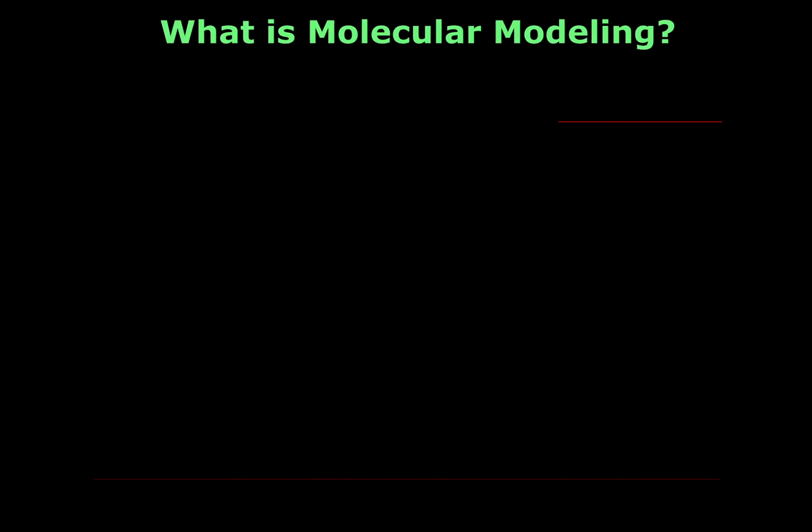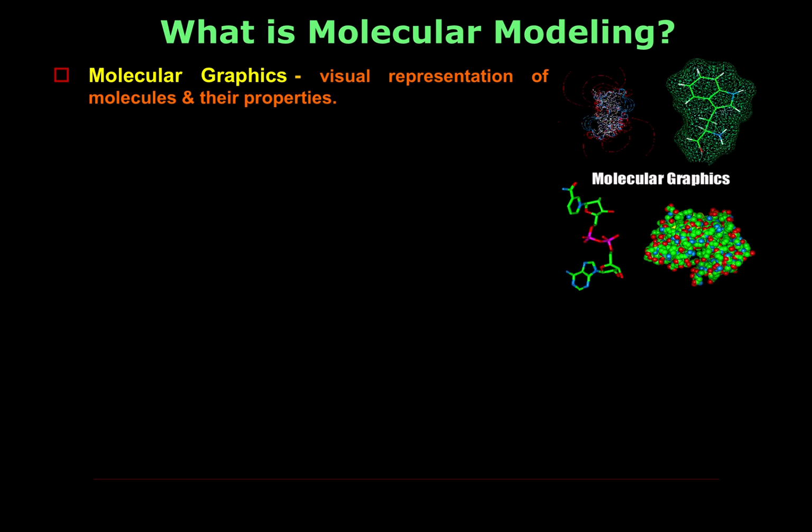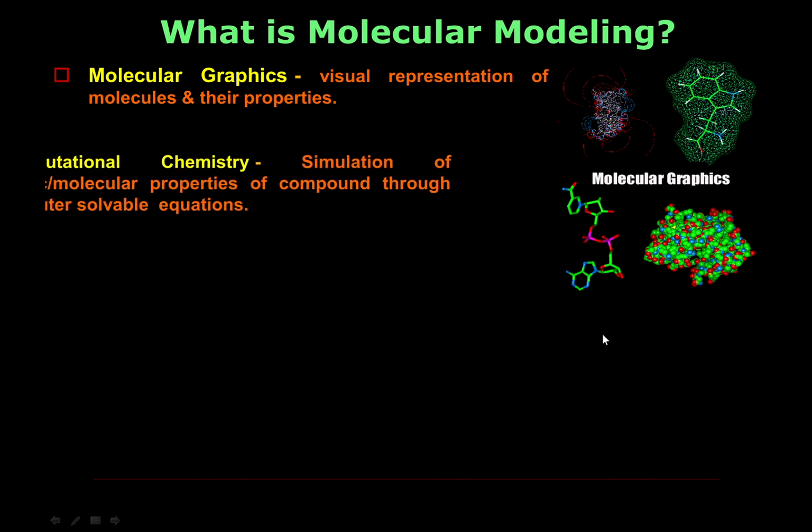So now let us get to CAD being synonymous with molecular modeling. We saw what modeling is in general. Let us come to a more specific question: what is molecular modeling? Molecular modeling, to be very precise, comprises four components. First is molecular graphics, that is, a visual representation of molecules and their properties. Molecules can be represented in many forms as per the need, and it becomes very easy to grasp the details.